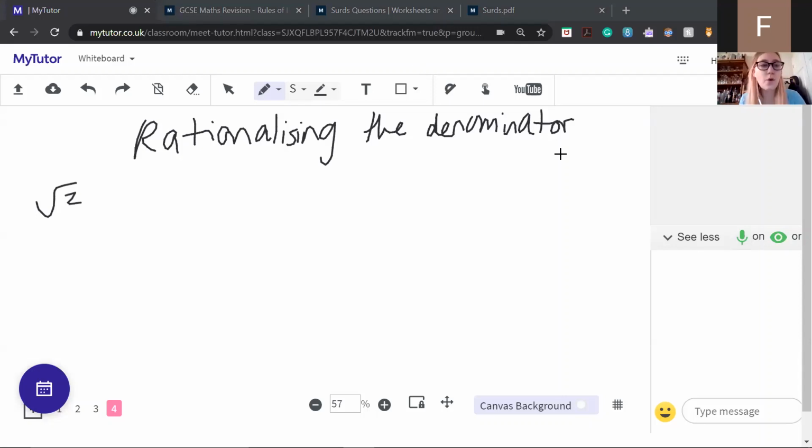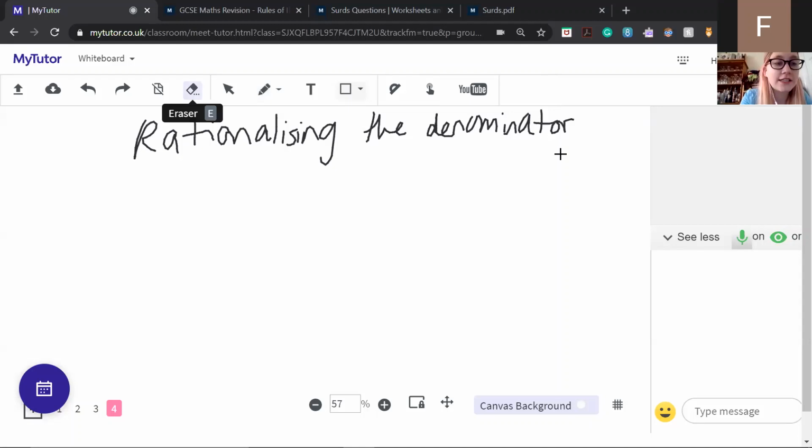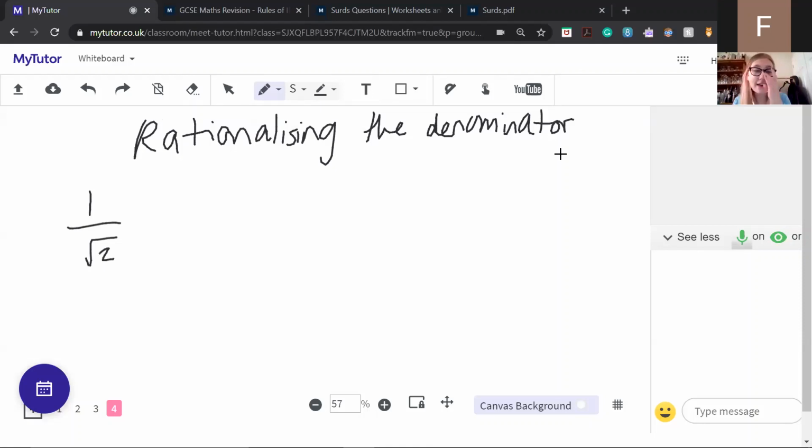So what we want to do, what rationalizing the denominator means is if we have something like 1 over root 2, mathematicians hate having irrational numbers on the bottom. So we want to rationalize the denominator. We don't care if the number on the top is irrational. That's fine, doesn't bother us. But we don't like the number on the bottom being irrational.